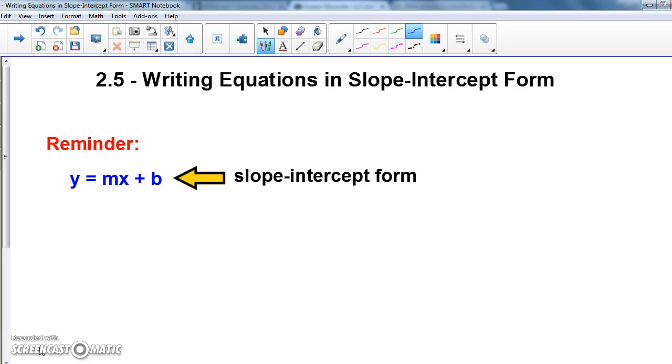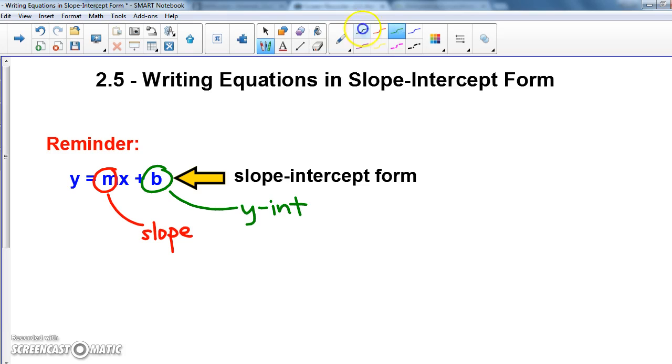So as a reminder, slope-intercept form is y equals mx plus b, and we know that the m right here, this is the slope, right? So whatever number is attached to x, that's the slope, and whatever number is on the end here is your y-intercept. Okay, and as a reminder, your y-intercept means where the line crosses the y-axis.